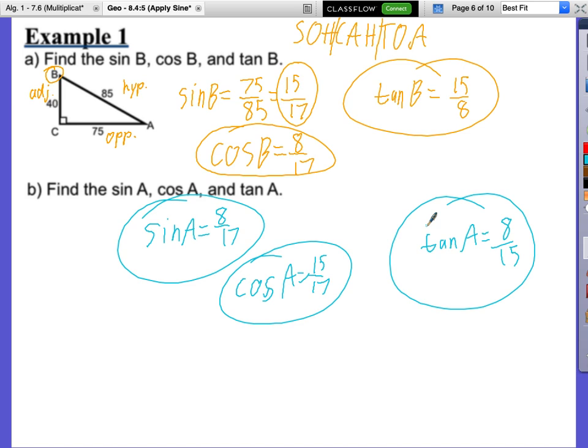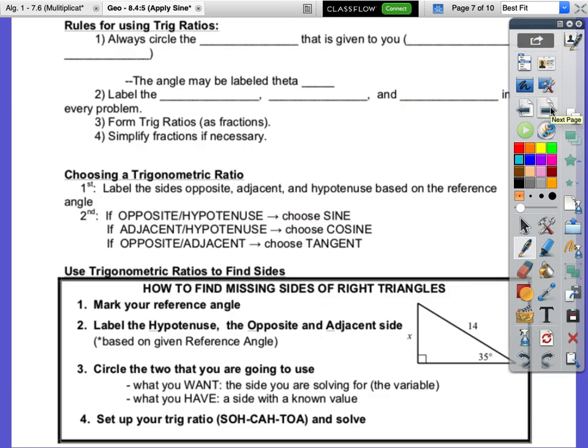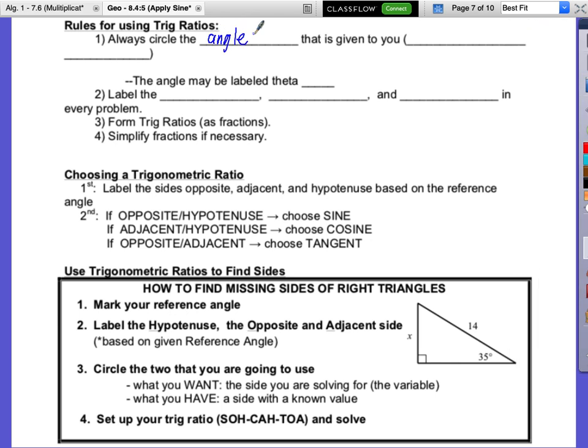Okay, let's flip over the page, go to the back here. Some rules we have for using trig ratios: we're always going to circle the angle that is given to you. Is that what we did right away on that first one? Yeah, we circled the angle that was given to us. Now we'll call this the reference angle, there's parentheses there. It's the angle we're going to use to say, oh, where is our opposite? Where is our adjacent? And it's in reference to that angle, in respect to that angle.